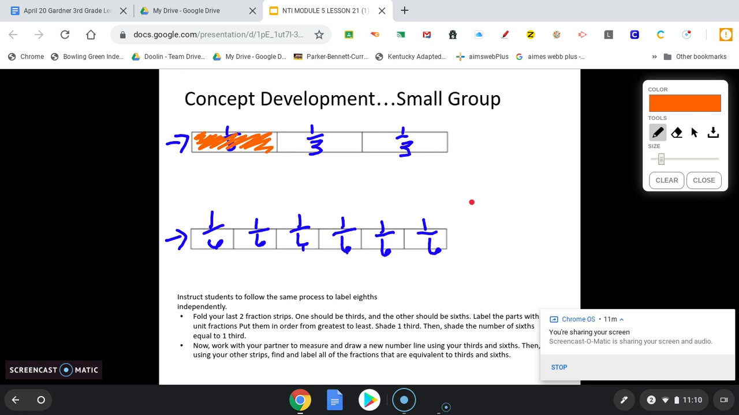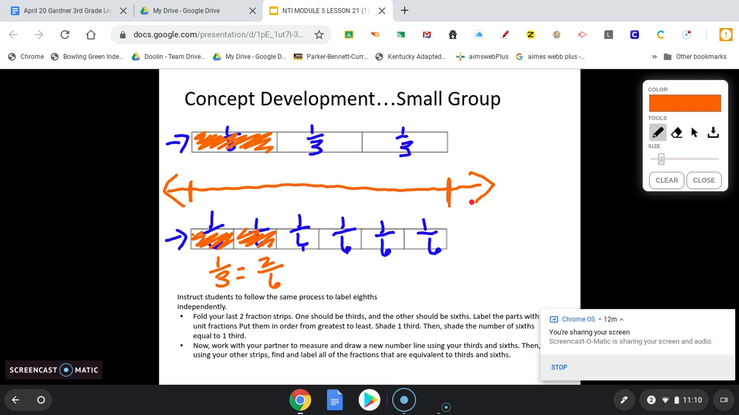Now, how many sixths would be equivalent to 1/3? So look down here, go straight down, and yes, very good. 2/6 is equivalent to 1/3. So 1/3 is equal to 2/6. Now let's try this with a number line. So let's draw a number line right between the two of them. And you can do this with your fraction strips. I'm going to make my endpoints exactly at the same point that they are there.